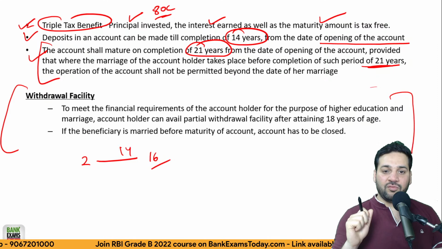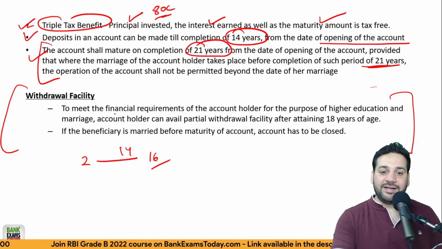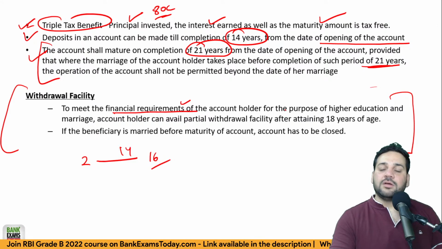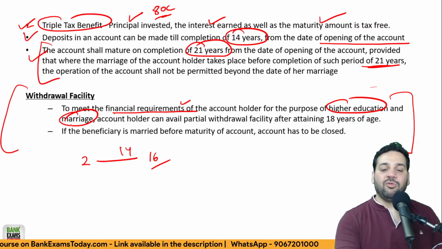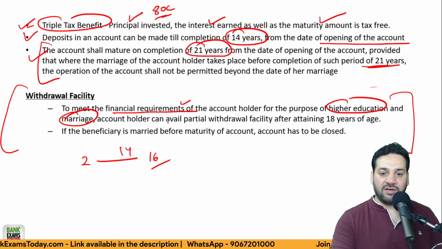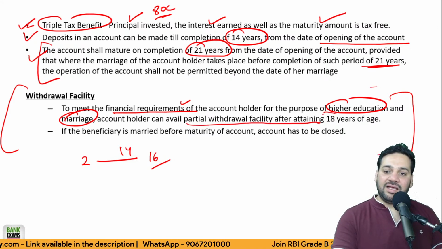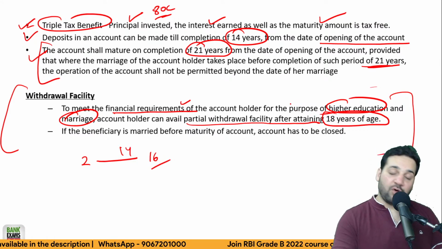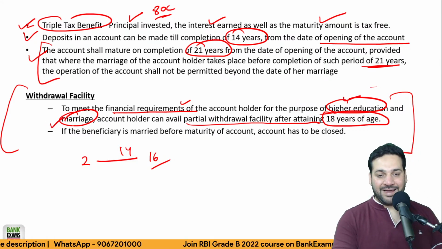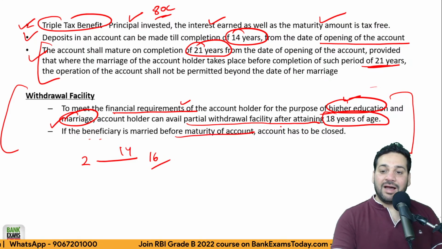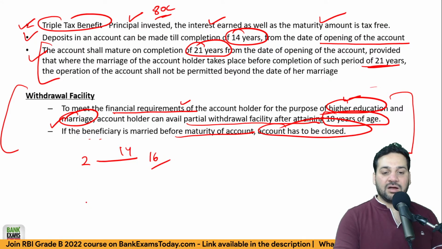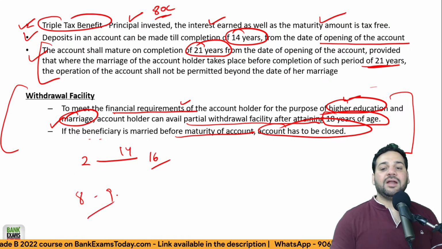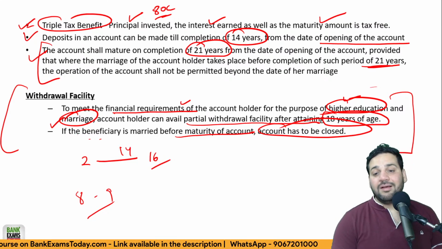And when can you withdraw money to meet the financial requirement of the account holder? What are the financial requirements? Higher education or marriage. You can withdraw the money. The account holder can avail partial withdrawal facility after attaining the age of 18. For which purpose? Higher education or marriage. If the beneficiary is married before maturity, the account has to be closed. Maybe you opened the account when she was 8 or 9 years old and she gets married by the age of 21. She can close the account.